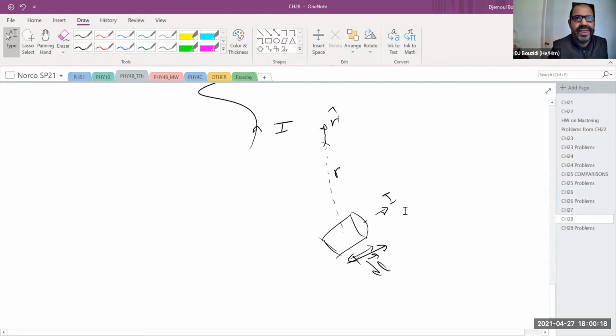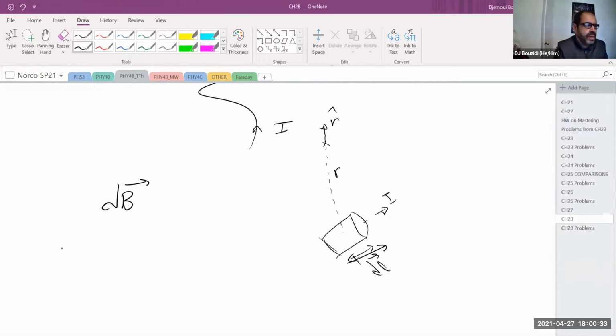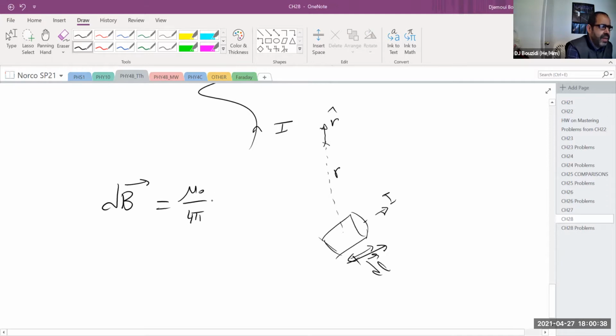So then this is the law that they have found: the magnetic field due to that element only. This is not the total magnetic field due to the entire wire. If I'm interested in the entire wire, I really have to sum, I have to do integration. But due to that element only, it's given by mu naught over 4 pi times the current I running through it times dl crossed with r hat divided by r squared. This is known as the Biot and Savart law.